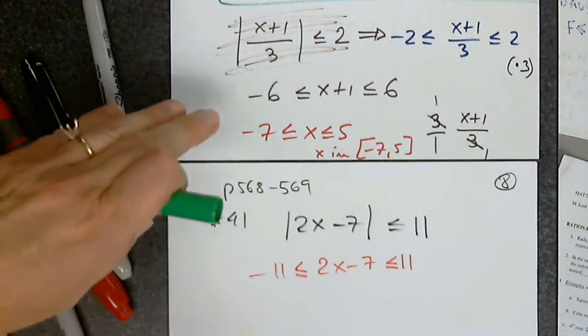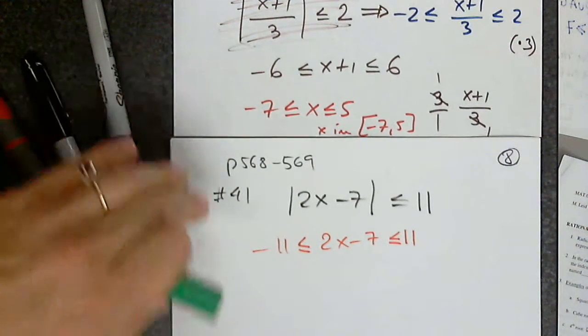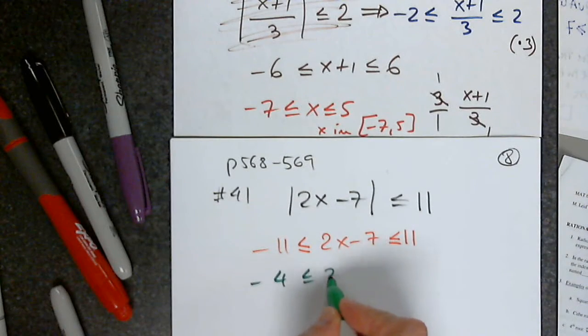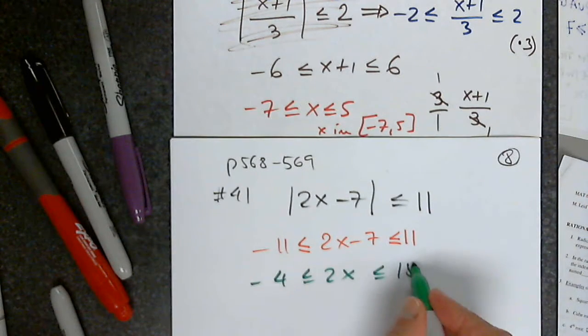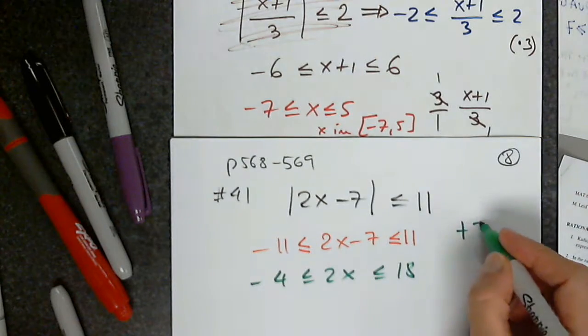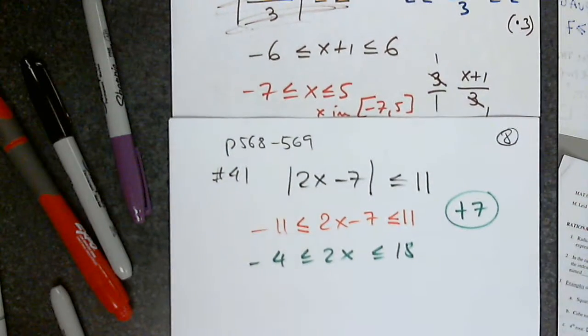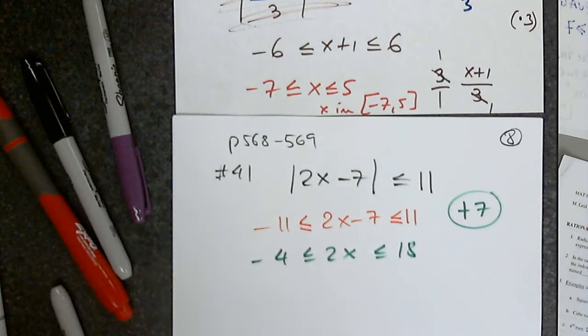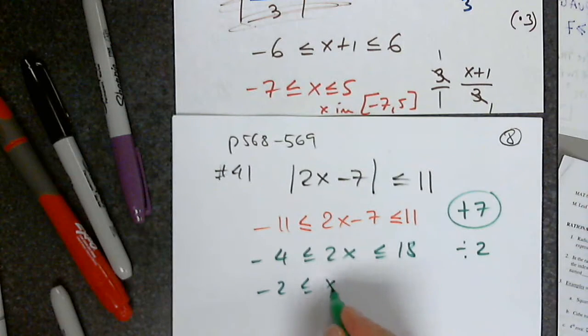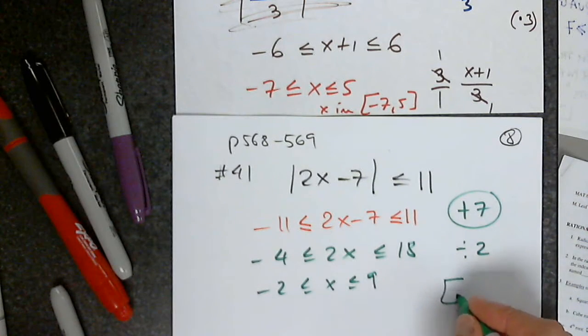I will have to do what first? Right? So I have -4 less than or equal to 2x less than or equal to 18. I added 7 to all three sides. And now, very good, I divide everything by 2 and I get -2 less than or equal to x less than or equal to 9.